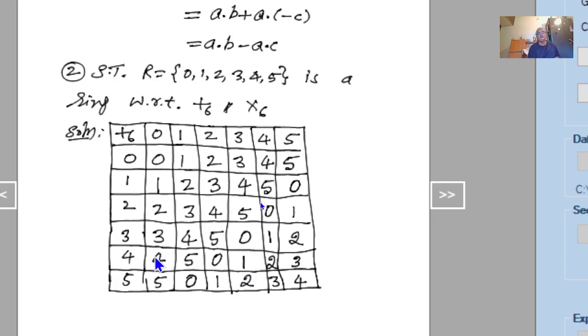And fifth row is 4, 5, 0, 1, 2, 3. Fifth column is 4, 5, 0, 1, 2, 3. And the last row, sixth row is 5, 0, 1, 2, 3, 4. Sixth column is 5, 0, 1, 2, 3, 4.